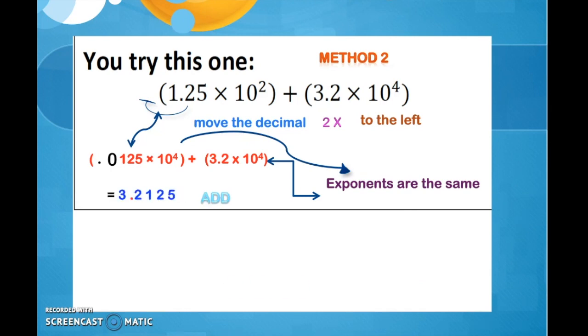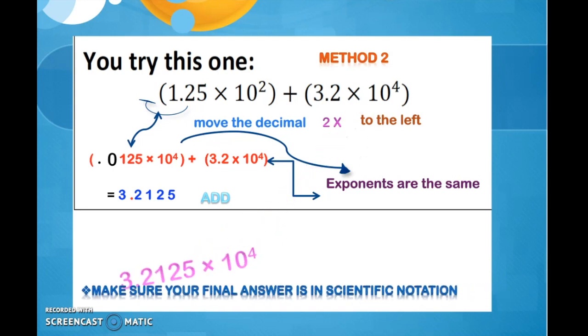Now we need our answer in proper scientific notation. So our final answer, once again, we should all get the same answer no matter what method you try. Hope that's making sense. Remember, you can always pause the video and rewatch as many times as you like.